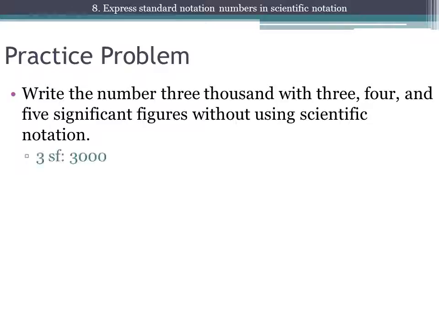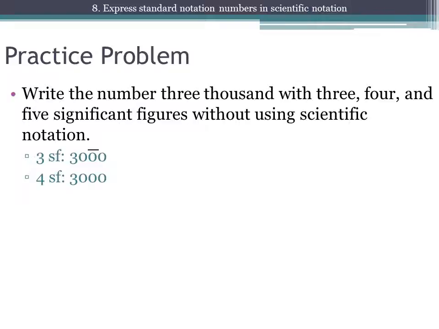So if we're going to write the number 3,000 with 3 sig figs, if I just write it like this, 3 with 3 zeros, that's 1 sig fig. If we're going to have 3 sig figs, that means the tens place would need to be significant. Really, about the only thing we do without scientific notation would be to put a line over that 0. And that works. Nothing wrong with that.